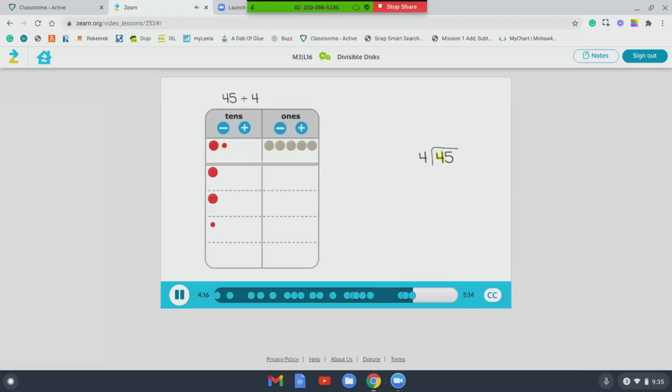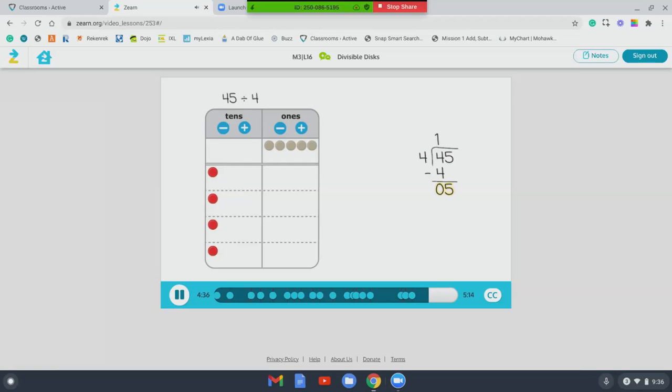4 tens divided by 4 equals 1 ten. 1 ten times 4 is 4 tens, which is how many tens we distributed. I subtracted to get 0 tens, but I still have 5 ones remaining, so I record that here. Beautiful. Lucas, keep it going.